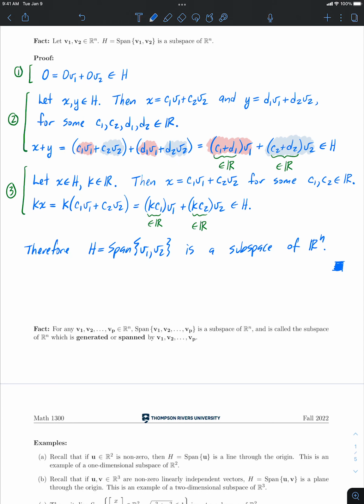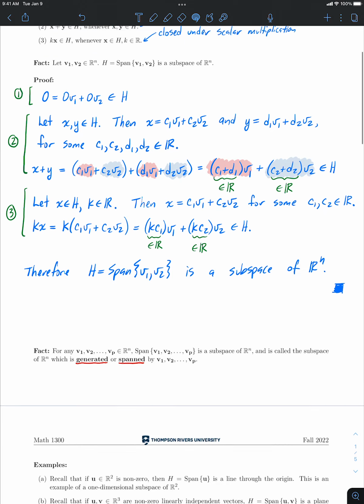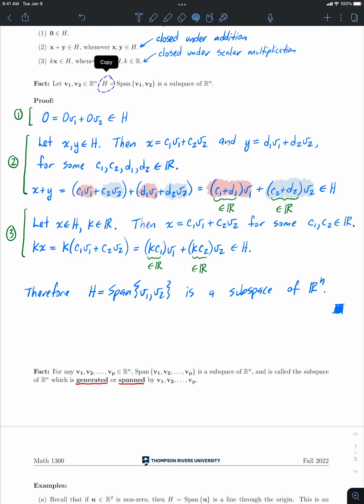And this actually is a special subspace, and it has a name. It's the subspace of Rn, which is generated by those vectors V1 through Vp, or we also say is spanned by those vectors. You may have heard me use this language already and sneak it in a time or two, but that's the language we use. Okay, so back in this case, H is the subspace generated by V1 and V2. H is the subspace of Rn that is spanned by V1 and V2. Those would both be perfectly reasonable ways to say it out loud.